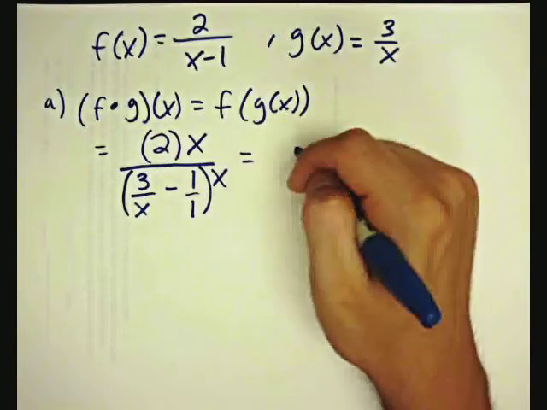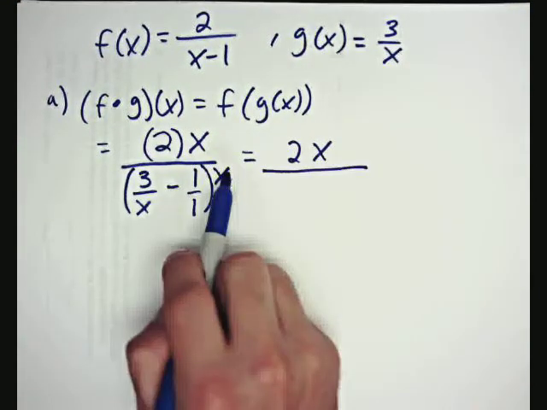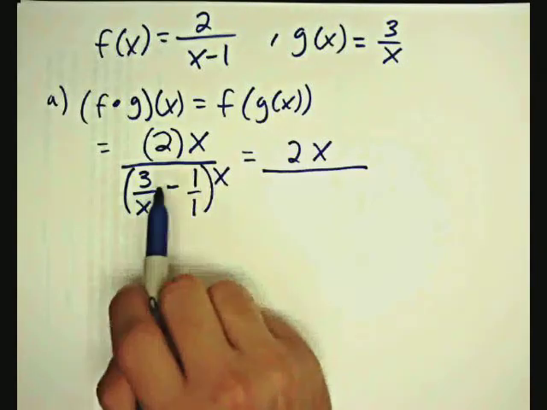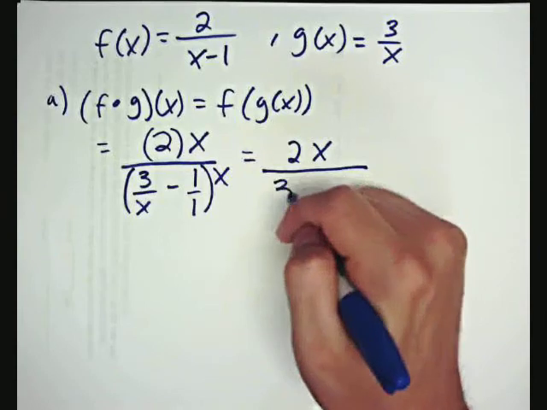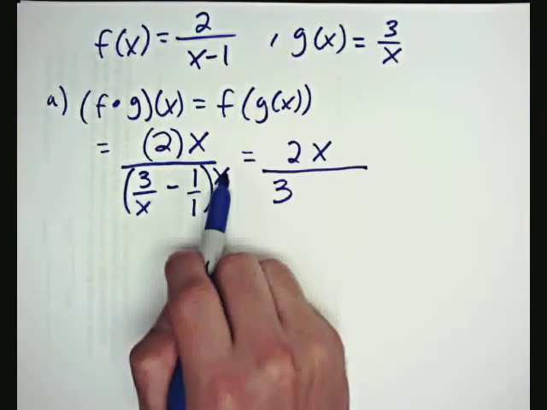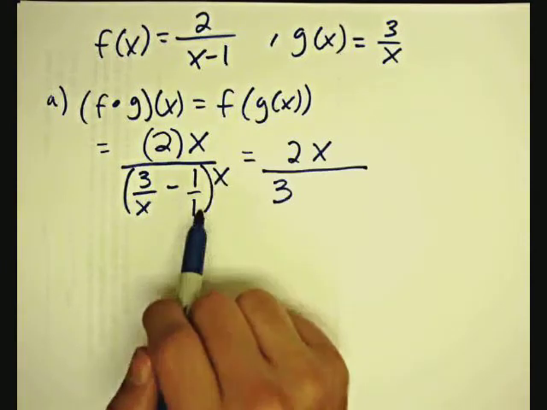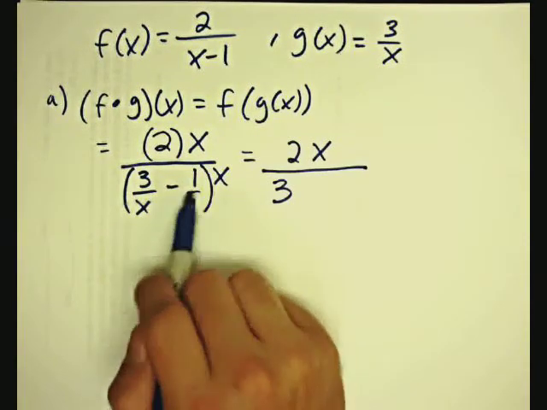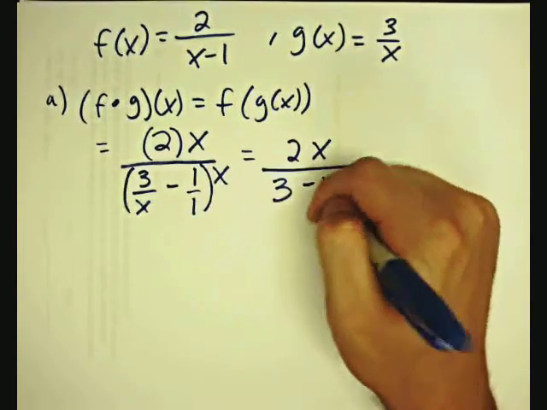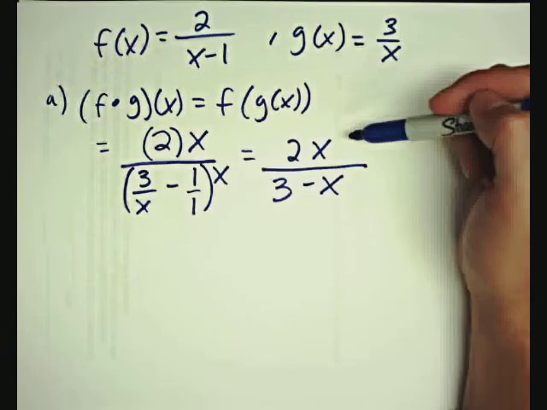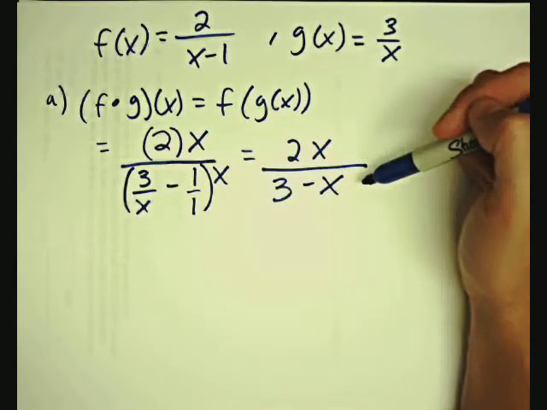In the numerator, that gives us 2x. And in the denominator, x times 3 over x, the x's will cancel, leaving 3. And x times minus 1 over 1 is minus x over 1. The denominator doesn't do anything because it's just a 1. So minus x. So f of g of x is 2x over 3 minus x.